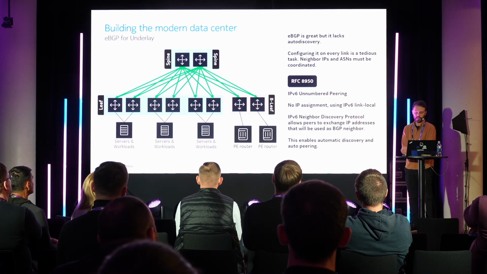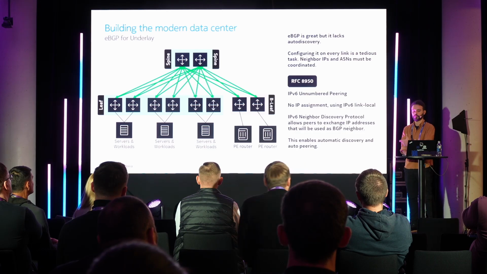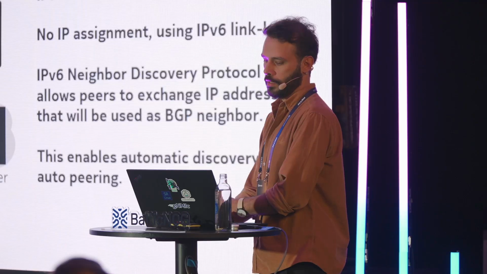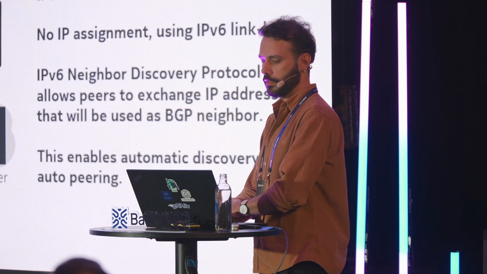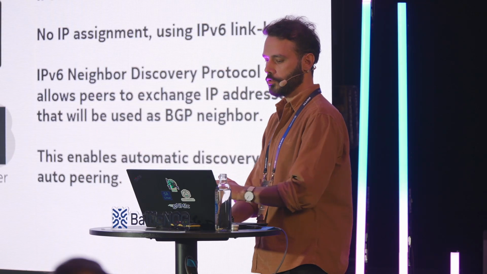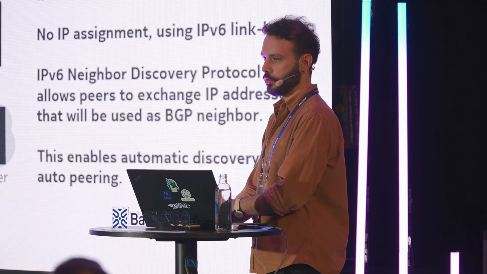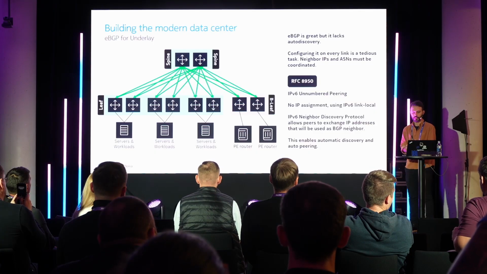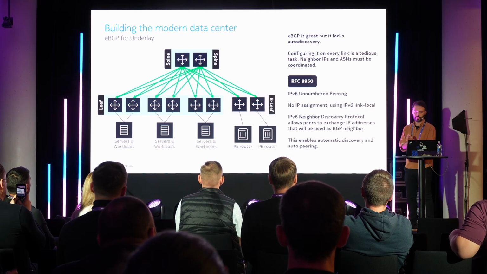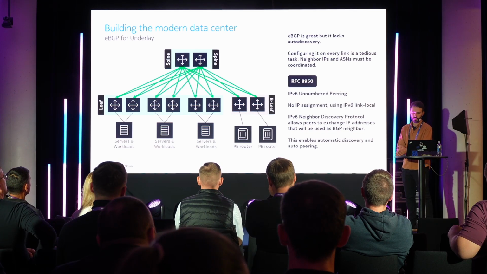This RFC defines how we can announce IPv4 addresses through IPv6 interfaces. When we combine this RFC, we call this feature unnumbered peering. So we basically combine this feature with leveraging the IPv6 neighbor discovery protocol. In a sense, we do not assign any IP address on the links. We use IPv6 link local addresses, auto-generated.